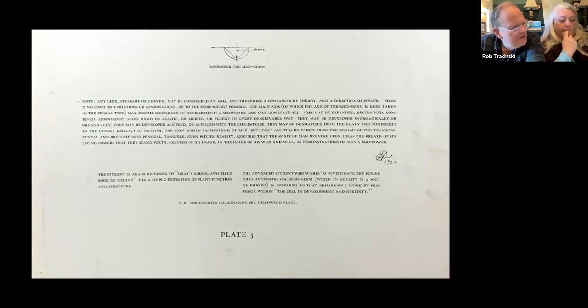So it requires that the spirit of man breathe upon ideas the breath of his living powers as they stand forth, created in his image, in the image of his wish and will, as demonstrations of man's ego power. So this is like he's getting the purest idea of the spirit of man breathing life into these ideas. And so you start with something that comes from your imagination, and then it grows and it has this life of its own from which it develops. So I found that to be a fascinating and illuminating part.